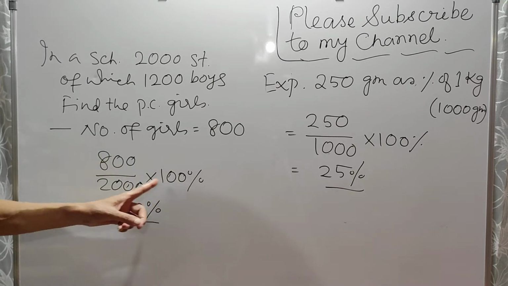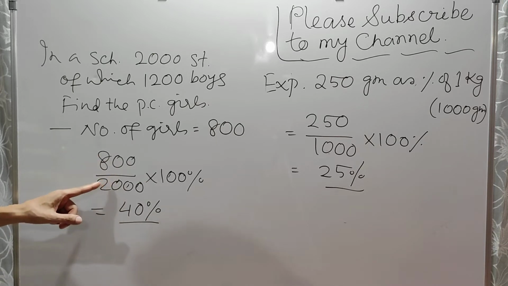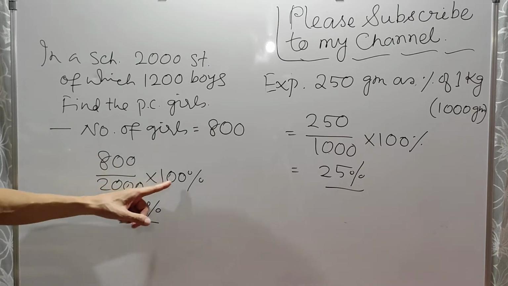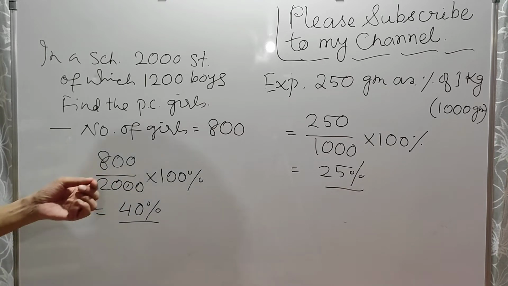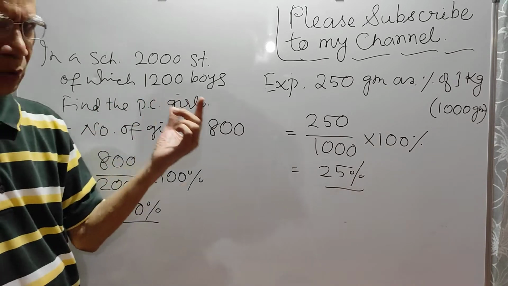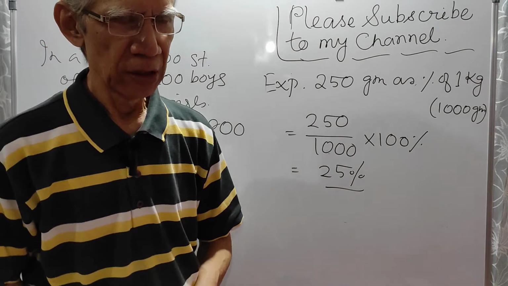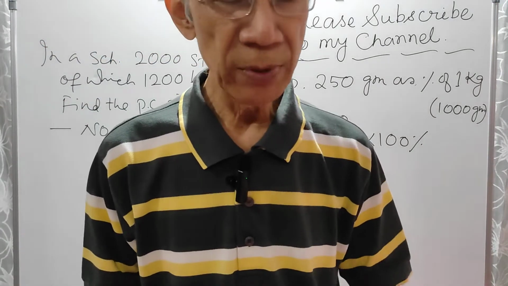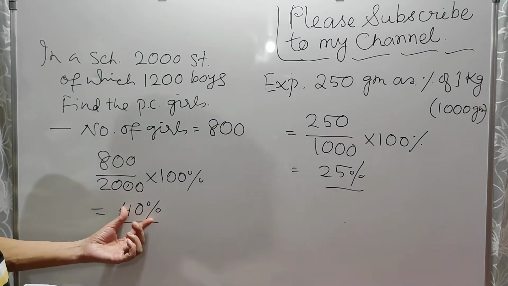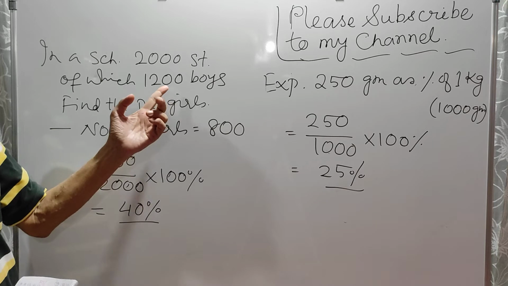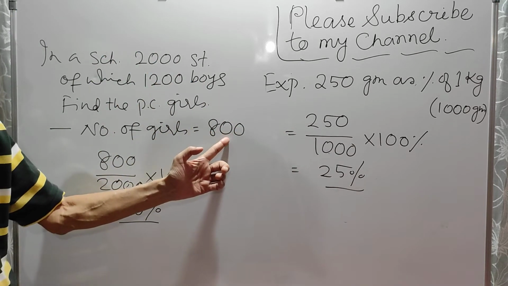Isn't it? So the zeros are gone. What remains? 40%. That means in the school there are 40% girls and 60% boys. Boys and girls together must be 100%. So boys are more in number. Obviously, 1200 is more than 800.